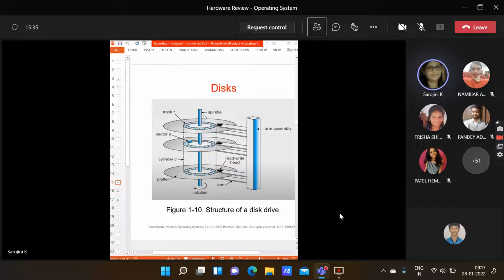So what is a cylinder? Assume all the read-write heads of the platters are pointing to one particular track, track 10. Here also track 10, here also track 10, here also track 10. If you draw a line through them, you will get a cylinder shape. That is called a cylinder. So at any point of time, the read-write heads pointing to a particular track form a cylinder.